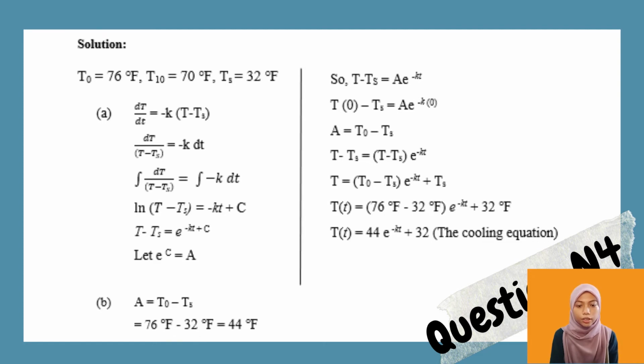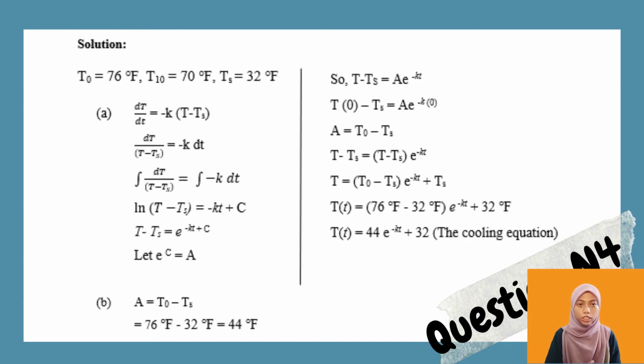For the first question A, we are asked to find the cooling equation. Firstly, we write the equation dT over dt equals negative K multiplied by temperature minus the temperature of the surrounding. To solve it, we apply the separable method. We put the dt, the small letter t, at the right hand side, and the dT with the capital T at the left hand side.